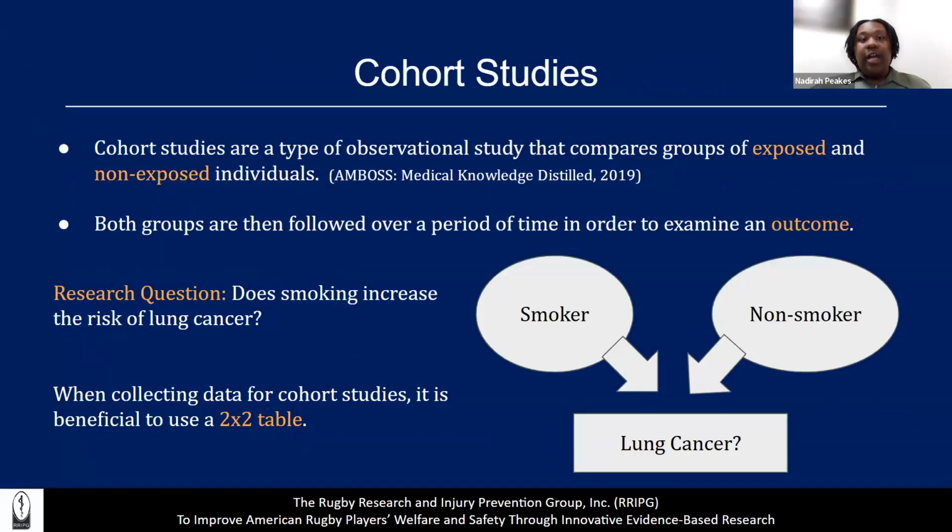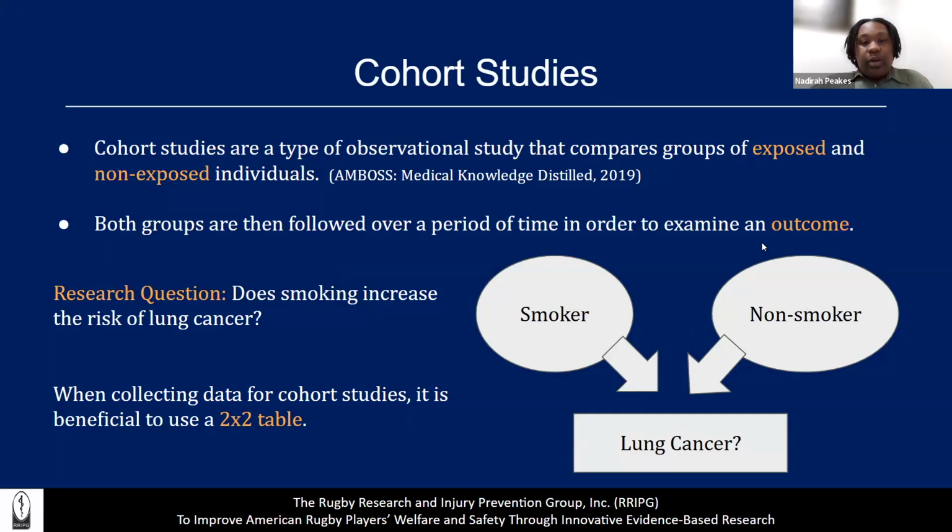Cohort studies are a type of observational study that compares groups of exposed and non-exposed individuals. Both groups are then followed over a period of time in order to examine an outcome. So it's the research question that came up in Gabriel's previous presentation: does smoking increase the risk of lung cancer? To the right, we see a picture of the smoker, which would be considered the exposed group of individuals, and the non-smoker, which would be considered the non-exposed group of individuals. The two arrows represent time, and the outcome represents lung cancer.